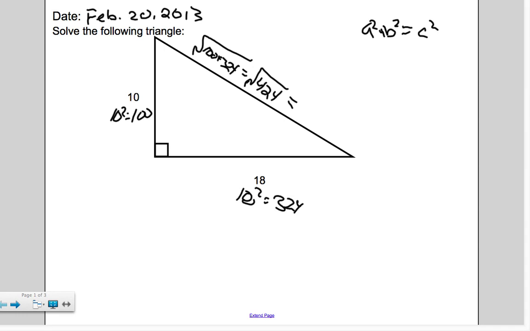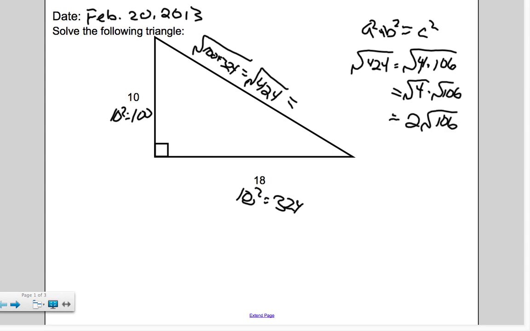You need to practice simplifying your radicals. So here I'll do it up here. The square root of 424 is the same as what? 4 times 106. Now 106 you can't break down any farther, right? It's not divisible by 4, not divisible by 9, not divisible by 25. So the square root of 4 times the square root of 106 gives us 2 root 106.